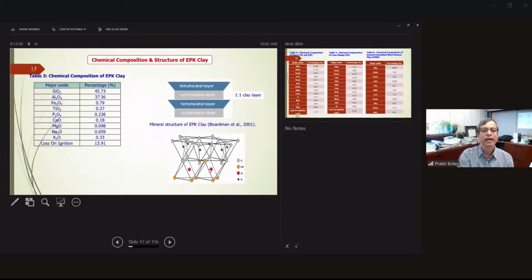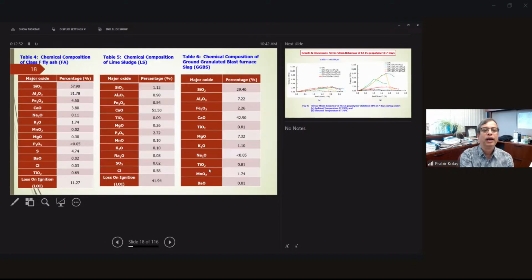Now the chemical properties of EPK clay. Mostly, silica is the major component. Calcium is 0.18%. So EPK clay is basically a 1:1 clay. You know the silica tetrahedra and alumina octahedra, how they are arranged, 1:1 or 2:1. These are the chemical compositions of the fly ash, lime sludge, and GGBS.